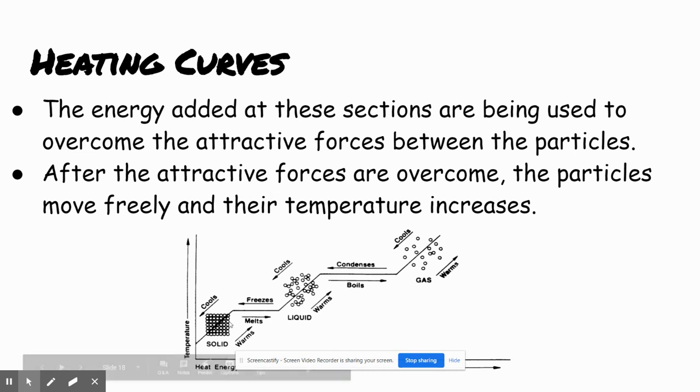So if we have a solid, we're going to add energy. As we go to the right, we're adding heat energy. As we go up, that's temperature. So we're going to add energy to a solid. It starts to warm, it starts to melt, and you see it flatlines. Even though we're adding more energy, the temperature stays the same. That's an important property. The temperature will not go up when it melts, or go down when it freezes, because the energy is being used to separate these molecules, not to make them go faster.